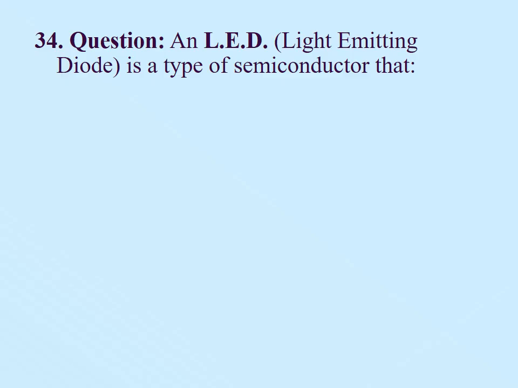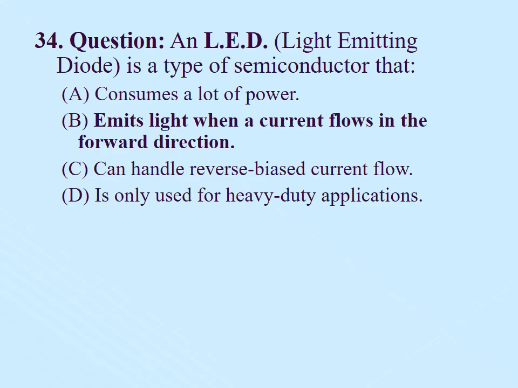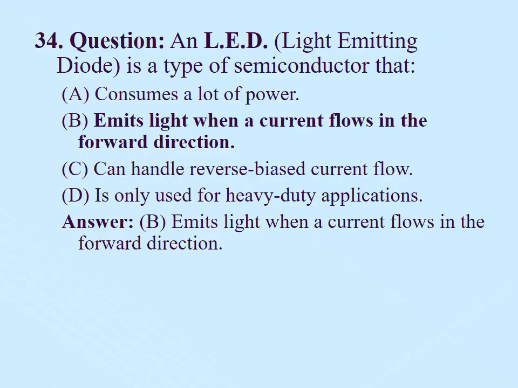Question number 34. An LED, light emitting diode, is a type of semiconductor that option A, consumes a lot of power, option B, emits light when a current flows in the forward direction, option C, can handle reverse biased current flow, option D, is only used for heavy duty applications. Answer is option B, emits light when a current flows in the forward direction.